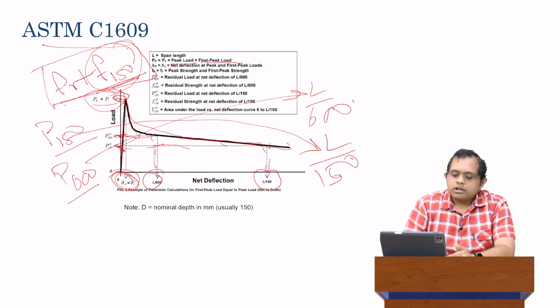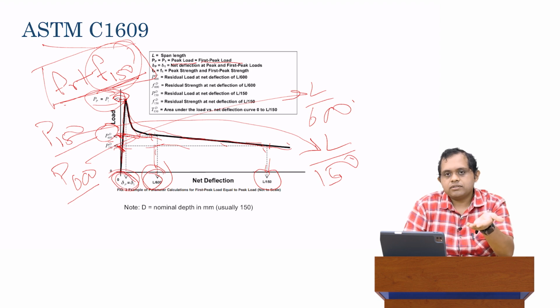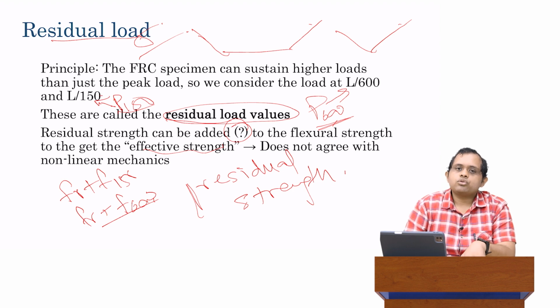F150 is lower than F600. So if you use F600, which corresponds to P600, you're going to be increasing the flexural strength by more than if you use F150. And it can actually be a fairly large difference, and not very small differences either. So whether to use F150 or F600 to characterize FRC, that's a question of how conservative you want to be in your design.